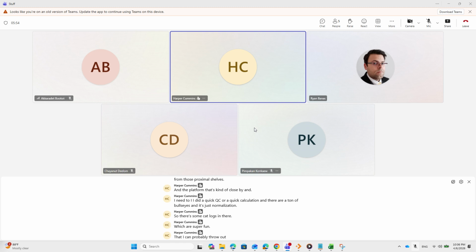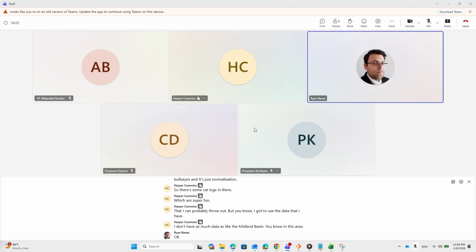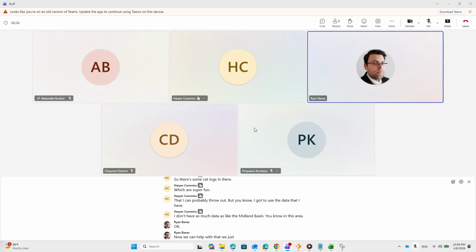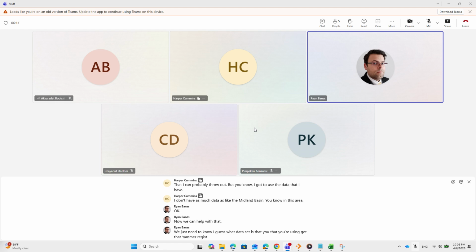But I've got to use the data that I have. I don't have as much data as in the Midland Basin in this area. Okay, yeah, we can help with that. We just need to know what the data set is that you're using. Get that gamma ray data into a database that we can handle and work it.